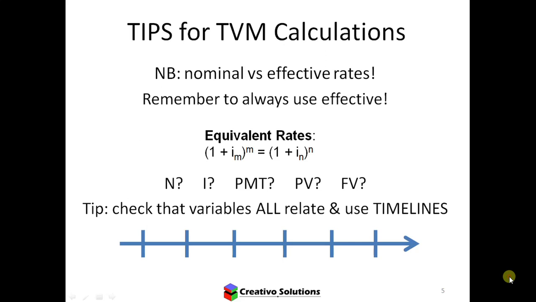When inserting your PV and your FV, as long as you've got the right cash flows in place, you can calculate either of them as long as you have enough variables to insert in the calculation. So just remember that N, your I, and your PMT, they all need to relate in terms of time frame. So if you've got quarters, then you're going to need the number of quarters, you're going to need a quarterly interest rate, and you're going to need the payments per quarter.